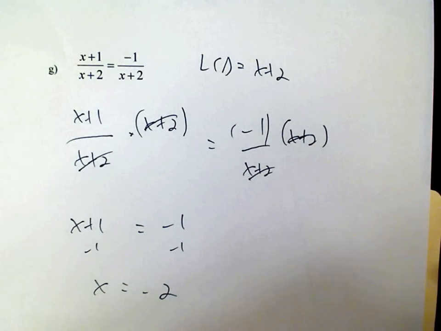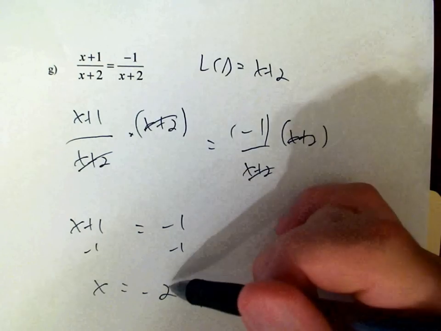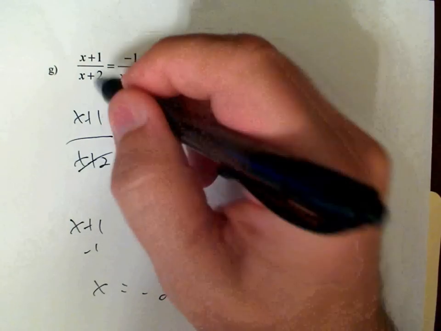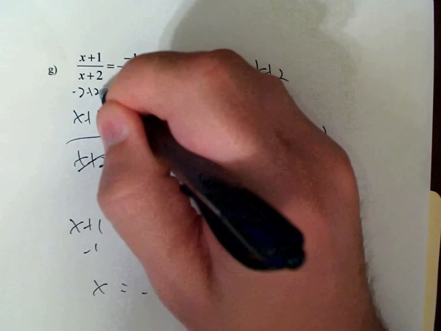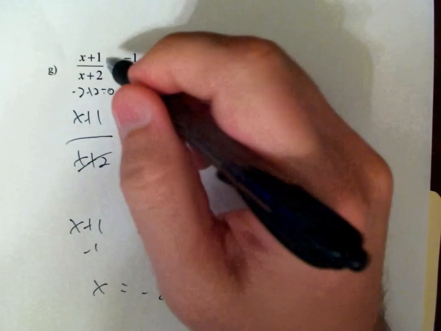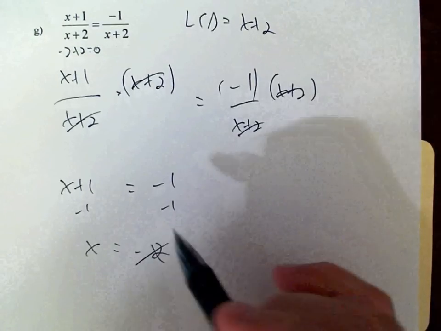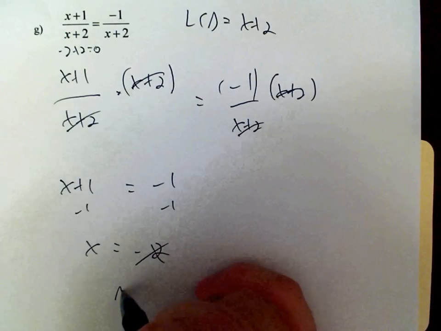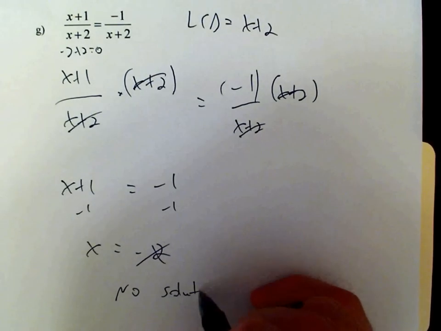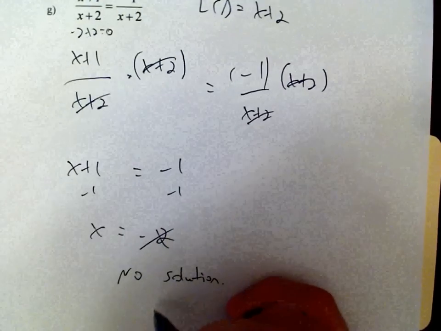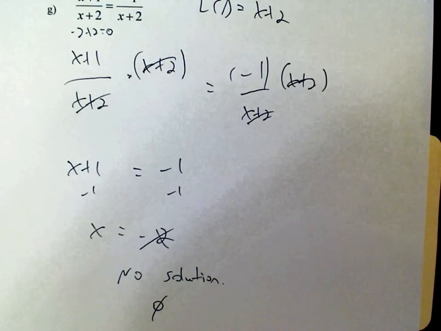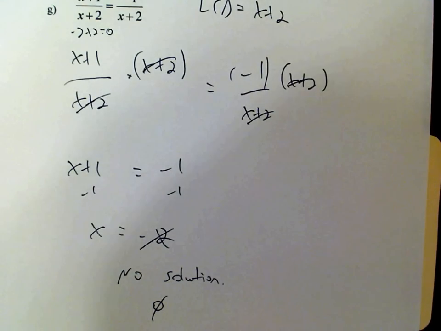But watch this. When I substitute the negative 2 into the denominator up here, we get negative 2 plus 2, which is 0. We can't have division by 0. What that means is negative 2 is not the solution. There's nothing else we can try, so there is no solution. One way to write that is empty set, no solution. So be aware, that's why we're always checking our answer for division by 0. Always do that.